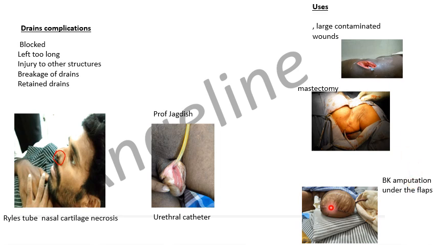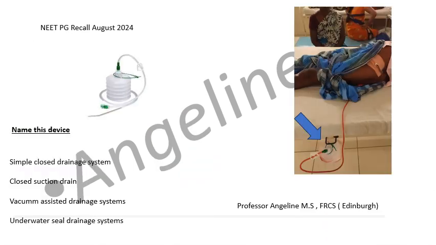Or after a BK amputation, under the flaps. This is the anterior flap. This is the posterior flap. And the flap will have muscle. There will be actually oozing of serous fluid. That should not get accumulated under the flap because it will raise and open off the flap. So you have a closed drainage here. So these are the common conditions where you put your drain. From the undergraduate level, drains are used after mastectomy and axillary dissection, after thyroid surgery, and after amputations. So now coming to the question, it was: name this device.